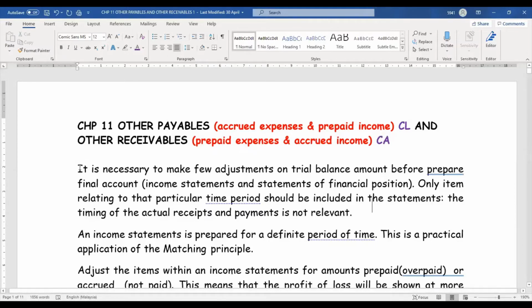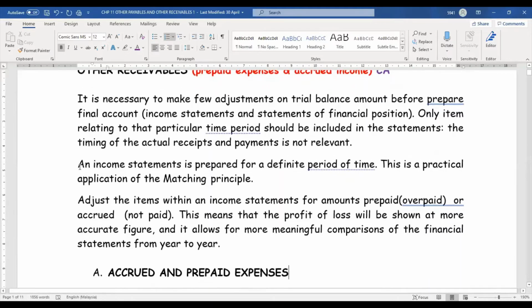Okay, let's look at the topic. It is necessary to make few adjustments on trial balance, the trial balance amount before we prepare the final account. Okay, let's go to the trial balance. What is the trial balance amount?